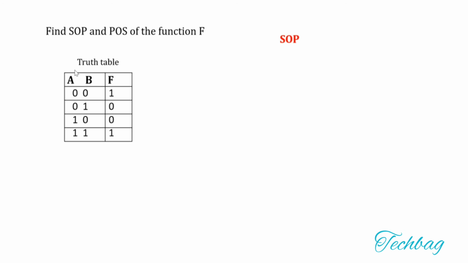In this video, we will learn how to write a Boolean expression from a truth table. Find the sum of product and product of sum of the function f. This is a truth table. F is a function of two variables, and the variables are a and b. These are all the possible input combinations, and the corresponding output is given here. This is the truth table.